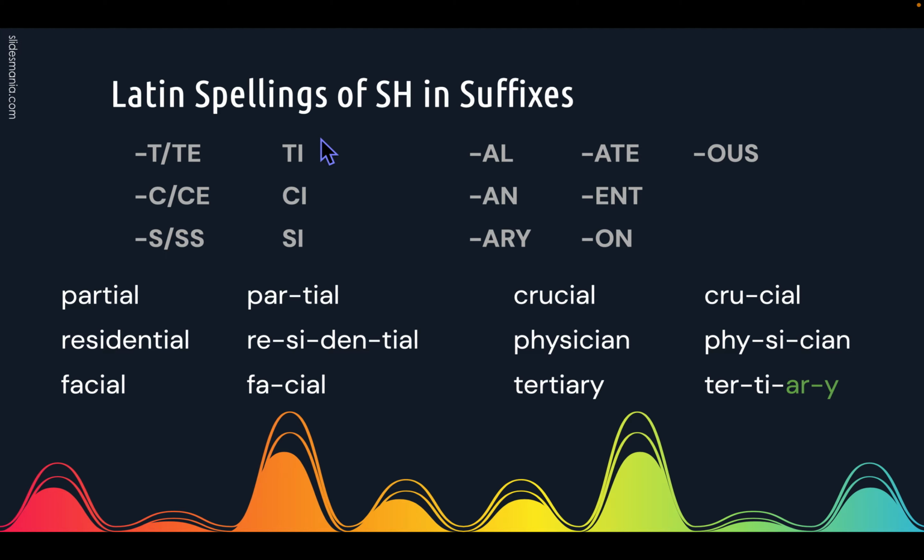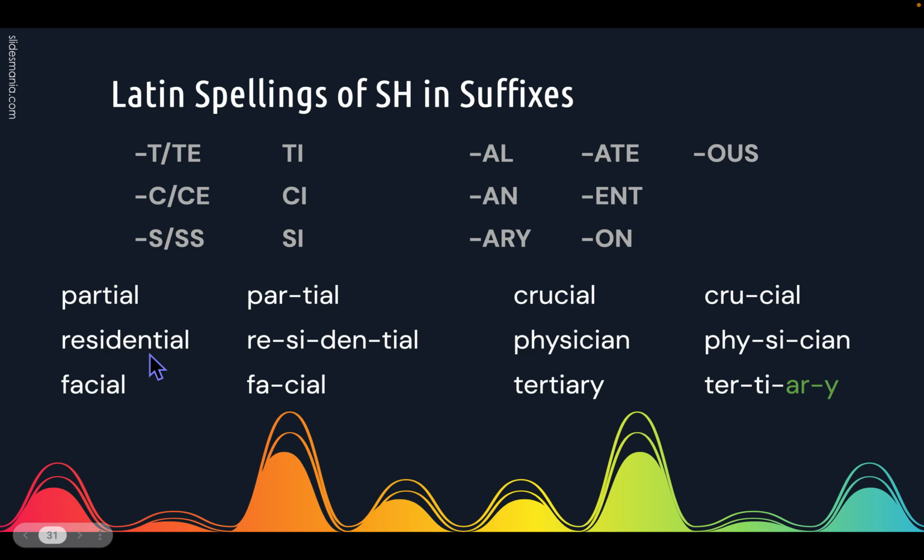So another key to understanding how to pronounce the various suffixes is that there are Latin spellings of the sound sh. In many words, the sh sound is spelled with a TI, a CI, or an SI. And here are some of the Latin suffixes that use this. So right here, we have the root part. And when we turn it into the word partial, we don't spell it with an SH, we spell it with a TI before the suffix AL, partial.